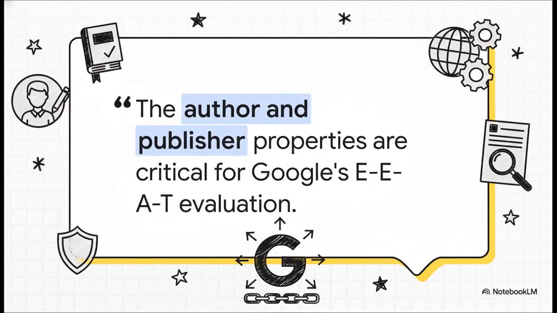Okay, now this is super important. Defining the author and the publisher is critical for something Google calls EEAT. That stands for expertise, experience, authoritativeness, and trustworthiness. This right here is how you prove to Google that your content is legit and can be trusted.